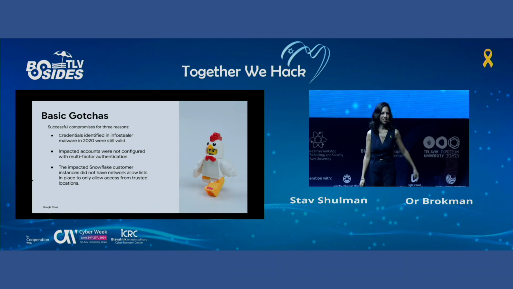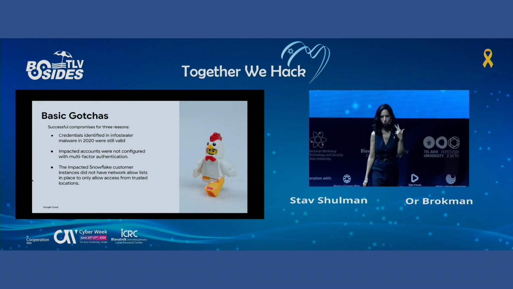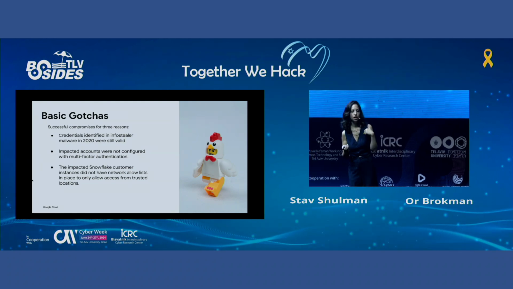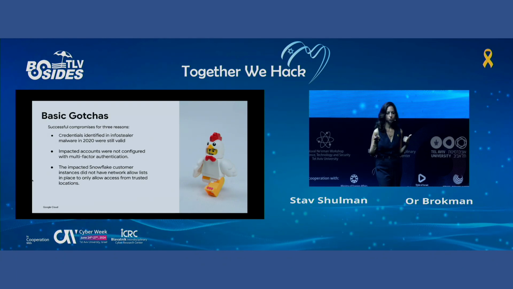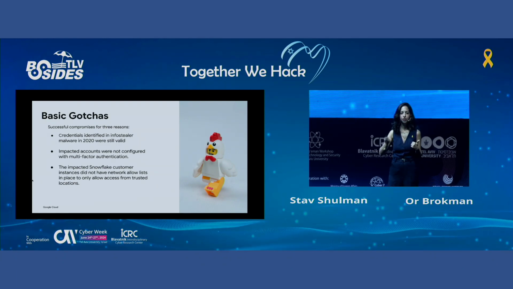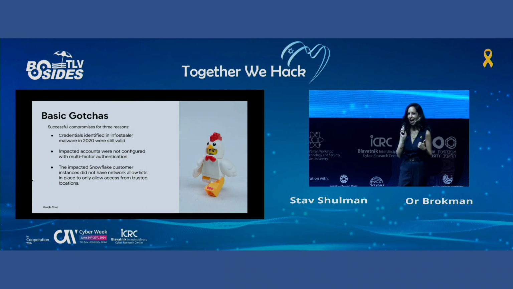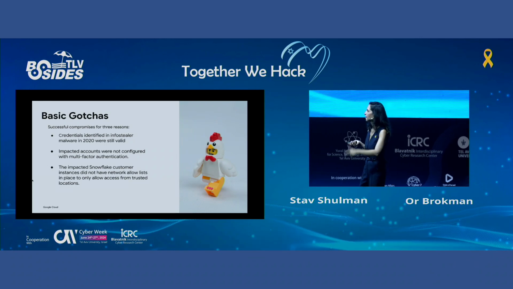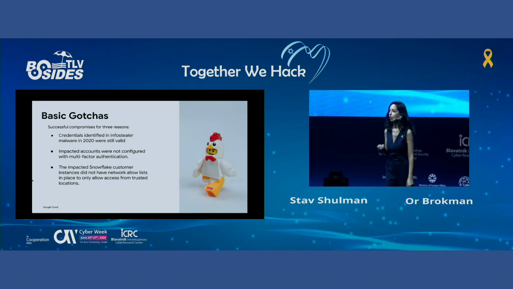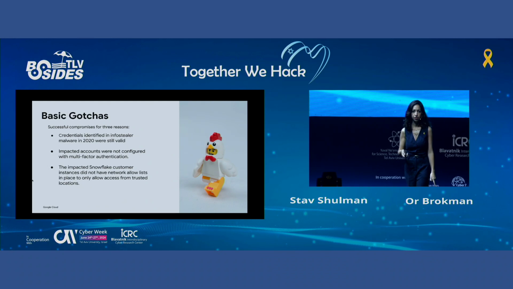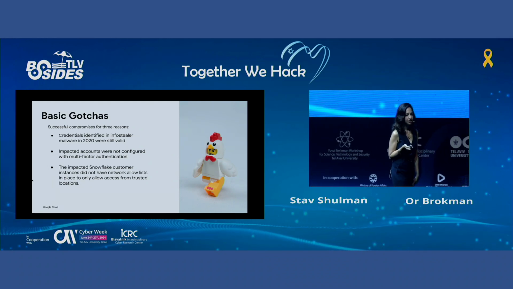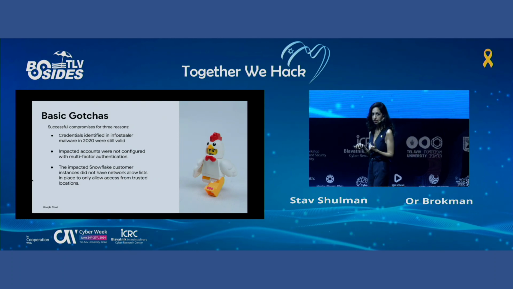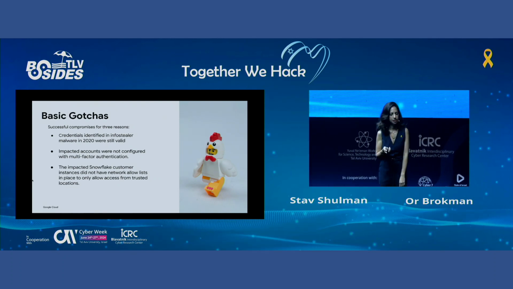Interestingly enough, this breach was successful due to three of the most basic, classic, fundamental reasons. Firstly, leaked credentials were not rotated even 4 years after they've been leaked, meaning no password policies were in place. Secondly, impacted accounts were not configured with multi-factor authentication. Lastly, the impacted instances did not have network allow lists in place, meaning very liberal firewall policies.